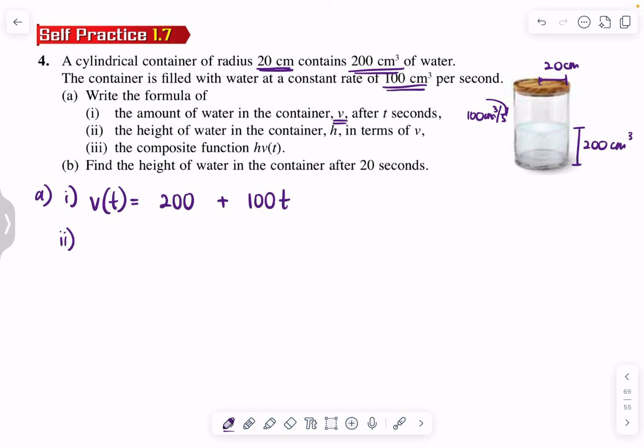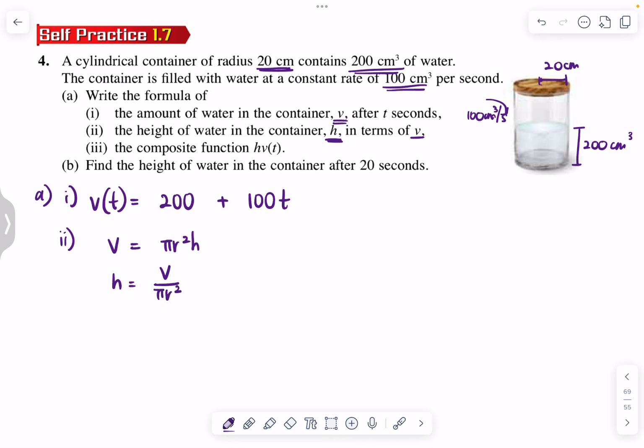Next, the height of water in terms of V. All right, so V is volume, right? So this is a cylinder. The volume of a cylinder is pi r square h. The base, which is a circle, pi r square, times the height. So now we must make h in terms of V. Making h the subject, this one we bring here, becomes divide. So it will become V over pi r square.